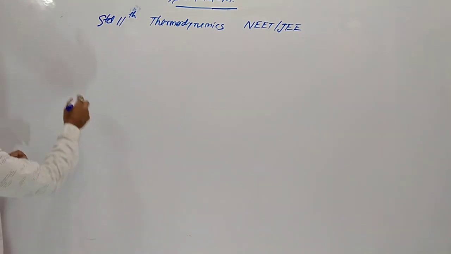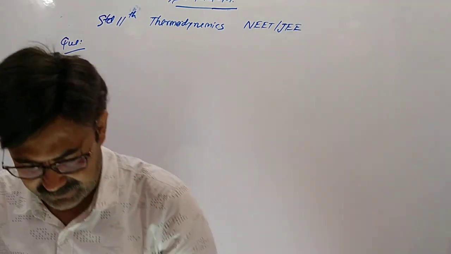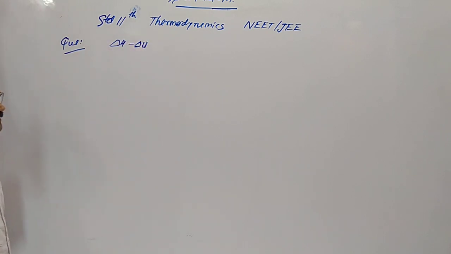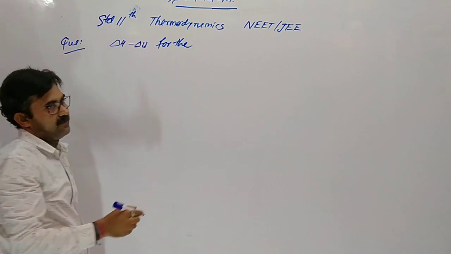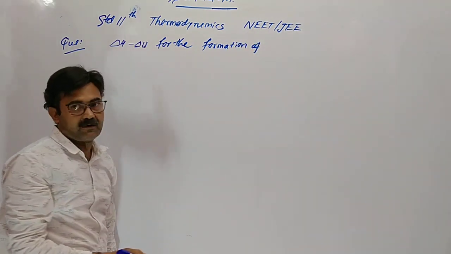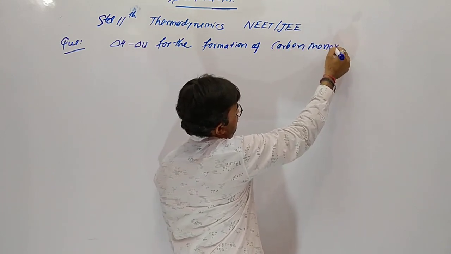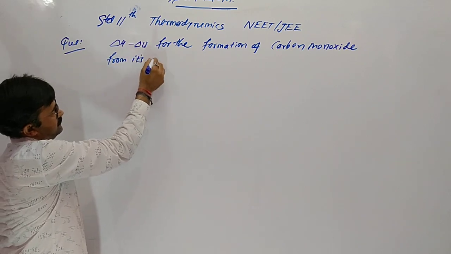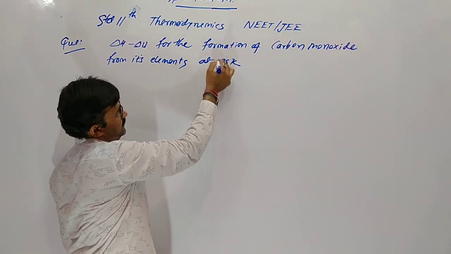I am going to start our new question. One by one: delta H, the enthalpy change, minus delta U, the internal energy change, for the formation of carbon monoxide from its elements at 298 Kelvin temperature.